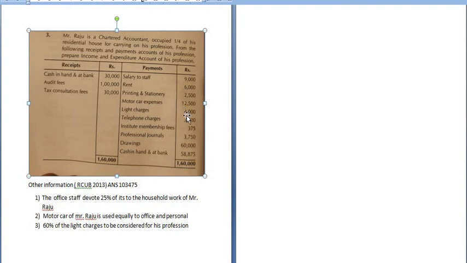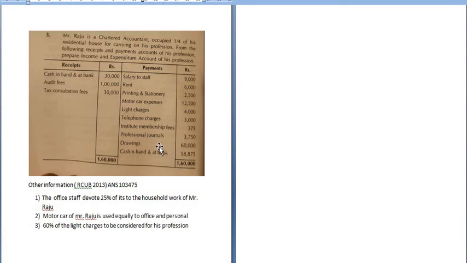Next, telephone charges. Telephone charges are also professional expenses. Institution membership fees: it is a fee, but not received, because it is on the payment side, since he paid the membership fees for the institution. Yes, of course that is an expenditure. Professional journals, he ordered some professional journals related to his profession, so that is also an expense.